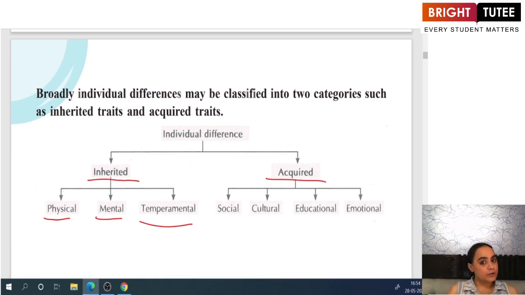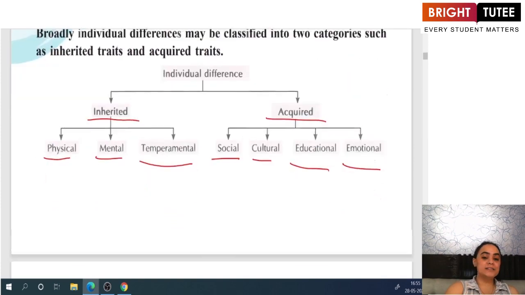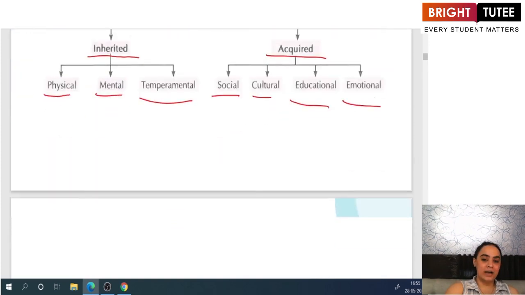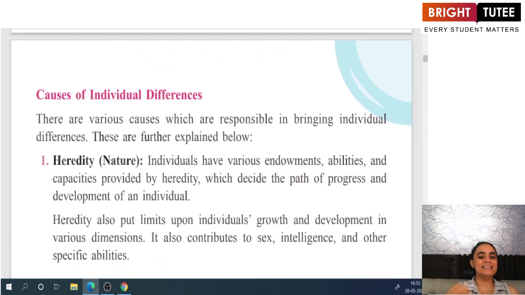And the acquired individual differences can be social, cultural, educational, as well as emotional. Okay, so these are the two broad categories in which we can differentiate or categorize the individual differences. Now let us look at the causes of the individual difference in detail. So we have learned the broad categories. Now let us look into these categories at length.